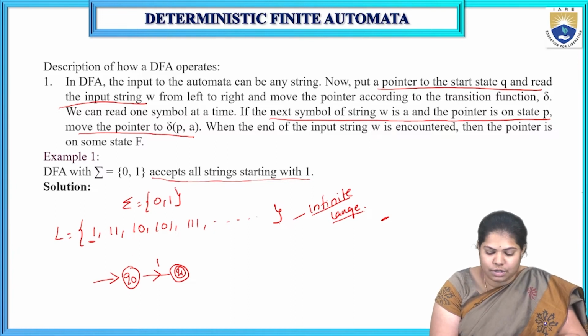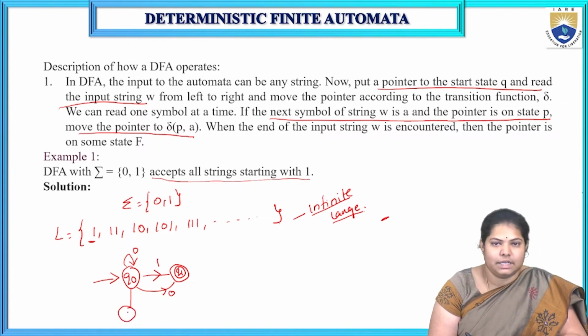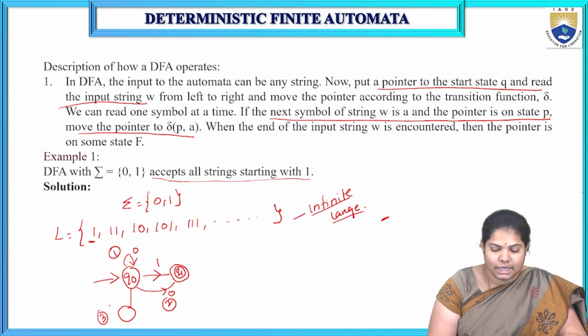So here I got the input symbol 1 on Q0, but I don't have a 0. So what is the question? All strings start with 1. So here the string will start with 1. What are the possibilities of keeping 0? If I keep a loop, I can keep it, or else I can send it to the next state, or else I can send it to the dead state. So these are the 3 possibilities. First possibility, second possibility, and third possibility, sending it to the dead state.